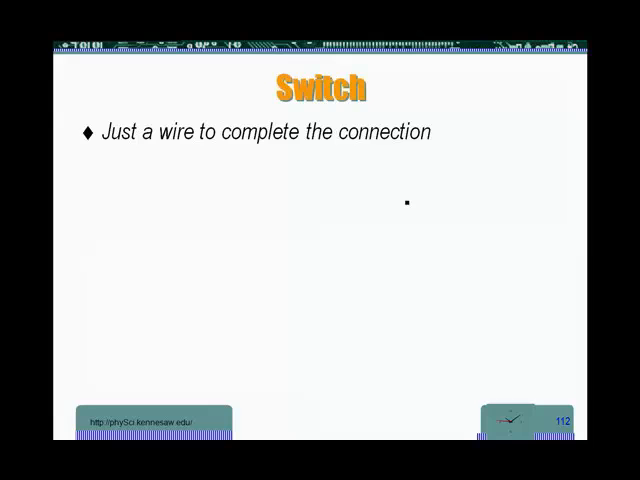Now, the other part that we had in the circuit is a switch. What's the role of a switch? Nothing. Just a wire to complete the connection. Now, what about wires? What's the role of wires? Again, just complete the connection.